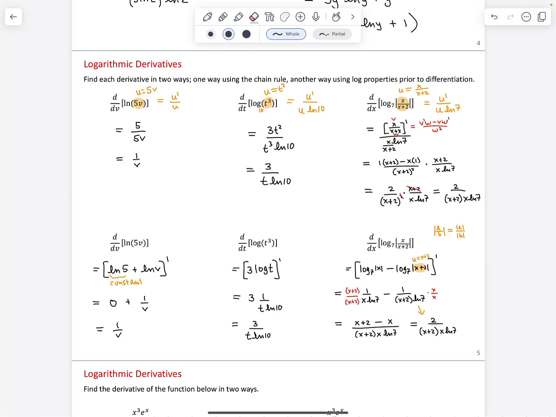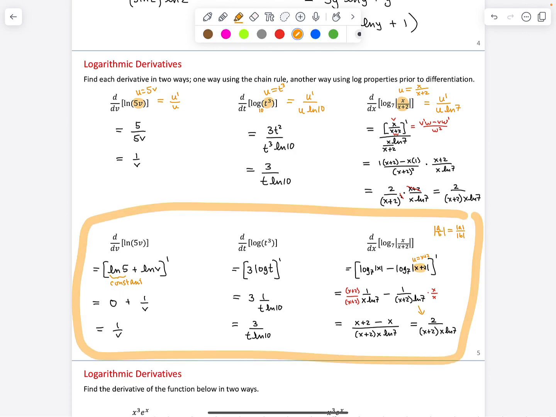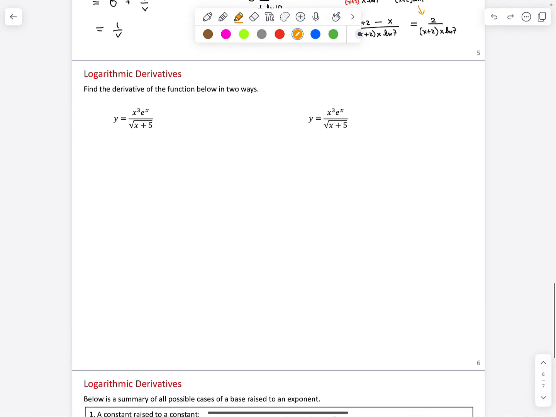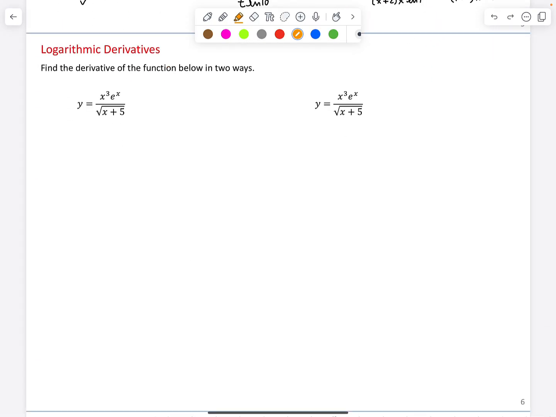Moving forward, I do recommend that when you're differentiating log of a function, that you consider using log properties prior to differentiation. In other words, I'm going to recommend that we do the methods you see down here. Okay, next page. Find the derivative of the function below in two ways. So both of these are the same.